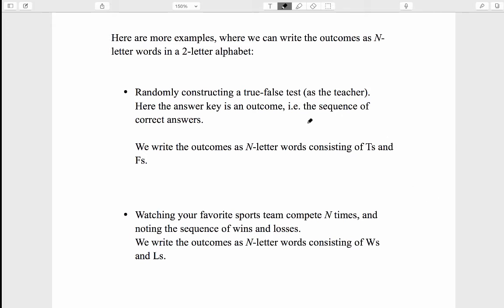We've already talked about answering a true-false test from the student's point of view, but how about writing the true-false test from the teacher's point of view? Imagine that there is a test bank of true-false questions, and it's possible to construct a true-false test at random. The different possible answer keys are the outcomes. The sequence of correct answers are the outcomes. So if it turns out that true, true, true, false, false is the correct sequence of answers, then that's one outcome of the experiment. You could have another exam where the answer key was a different sequence of T's and F's.